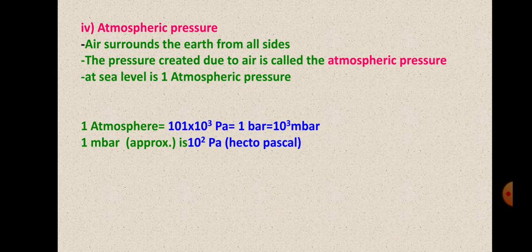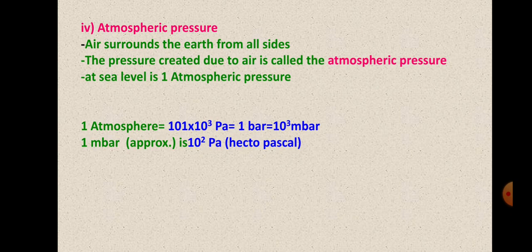Now the next we are going to study is atmospheric pressure. Now what is atmospheric pressure? So you know that air surrounds the earth from all the sides, right? This layer of air is called atmosphere. Now this atmosphere exists up to about 16 kilometers in height, and further it extends up to 400 kilometers in a very dilute form. As we go higher, the air becomes less, right?